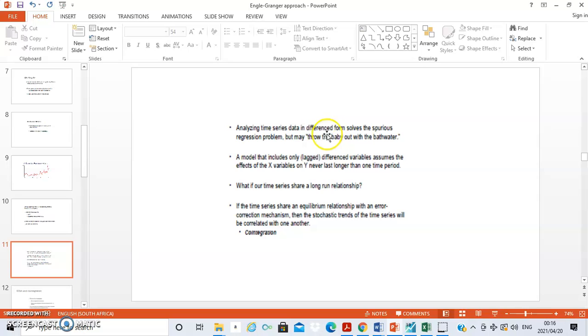the spurious regression problem? And so that's why we are arguing that if the time series share an equilibrium relationship with an error correction mechanism, the stochastic trends of the time series will be correlated with one another. And that's actually what we are going to discuss next, which is the concept of co-integration.